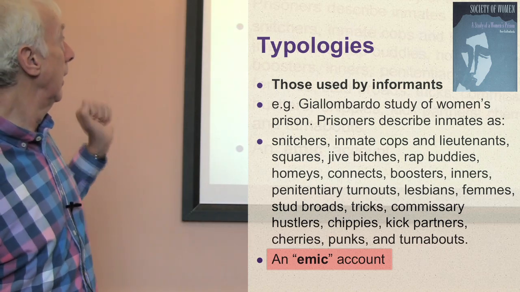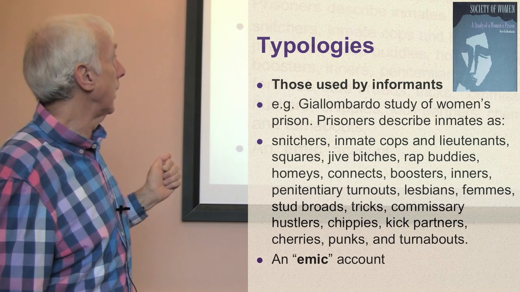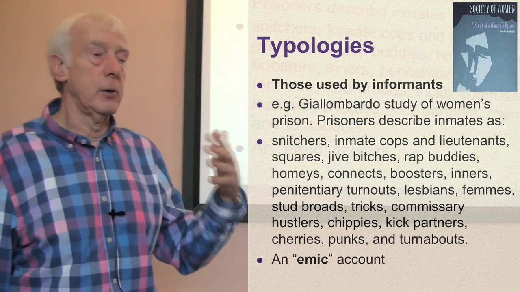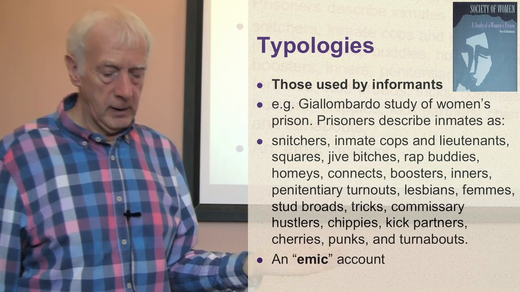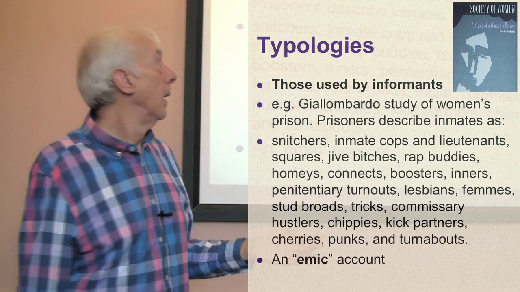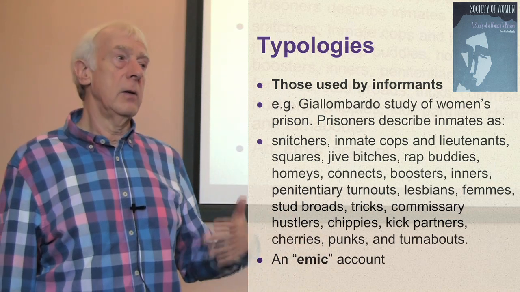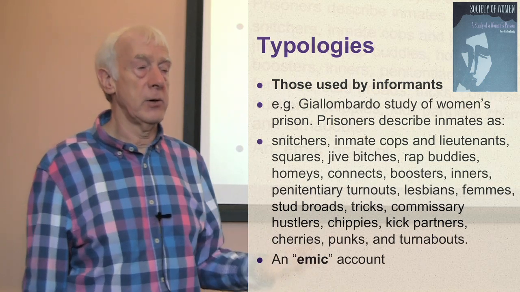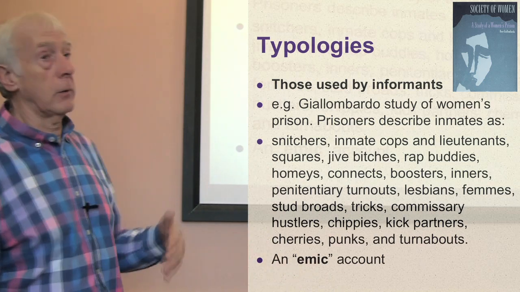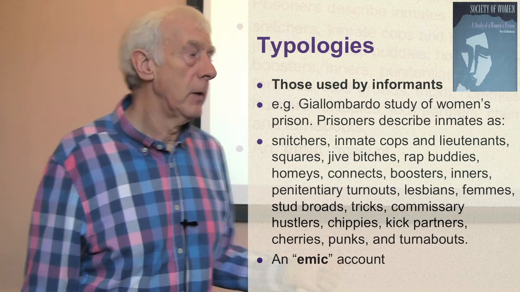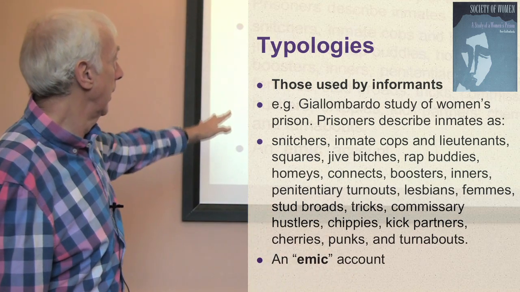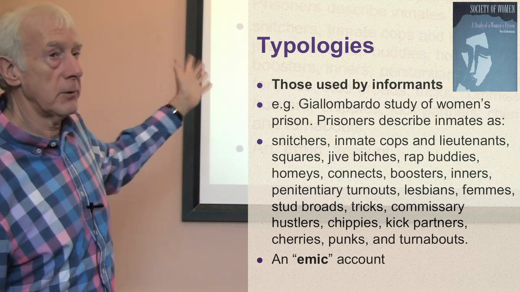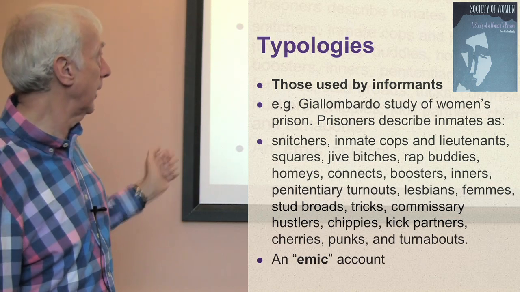So in this case, it's a study by Galombardo, a study of women's prisons. And she went into the prisons, did an ethnography inside the prison. She obviously wasn't covert. They knew that she was a researcher to a large extent. But she talked to the inmates and began to get ideas about how they classified other inmates in the prison, other prisoners. And of course the warders and so on as well. And here's a list of the prisoners' types of people that they came across in the prison.